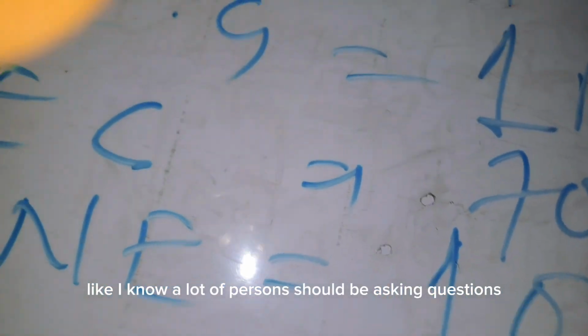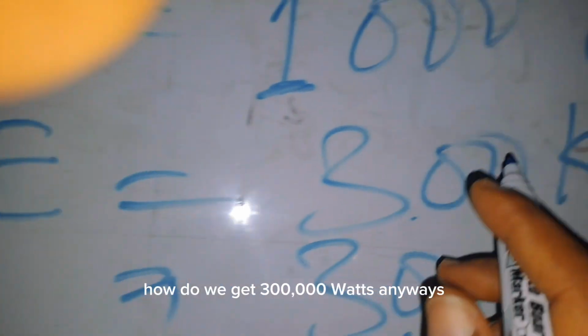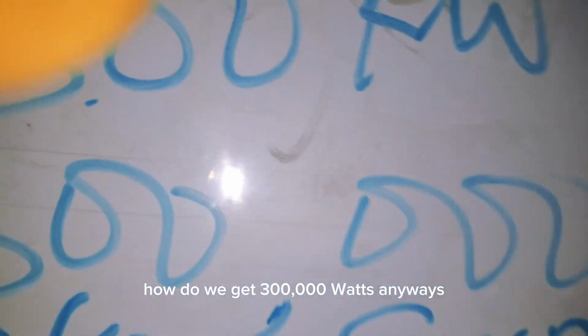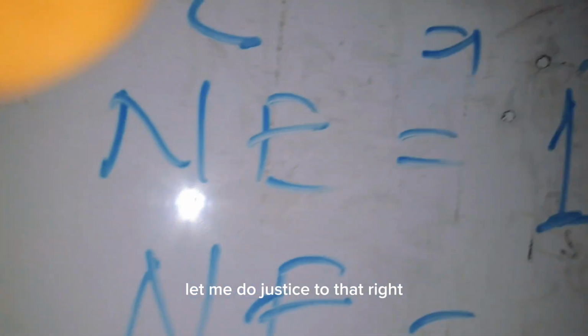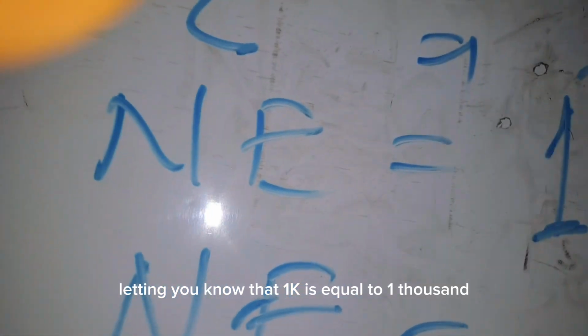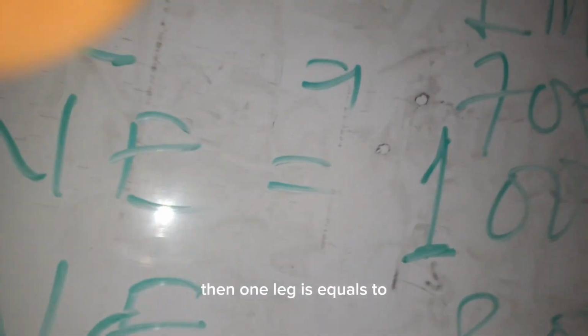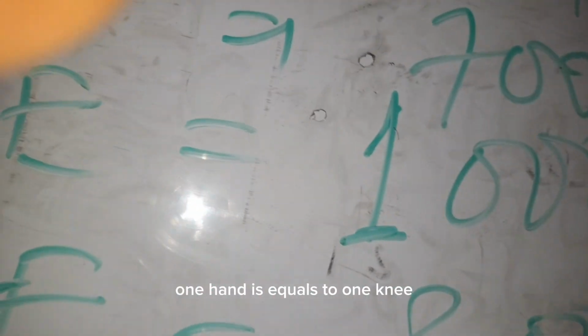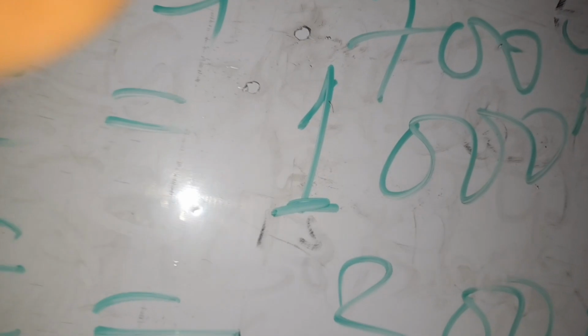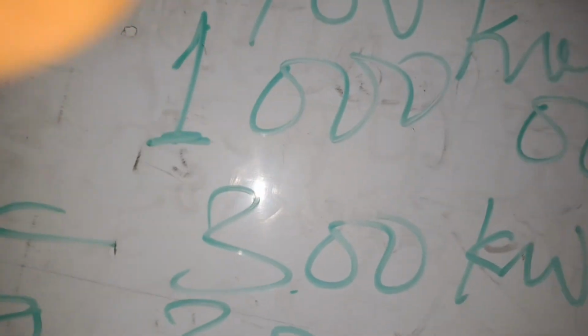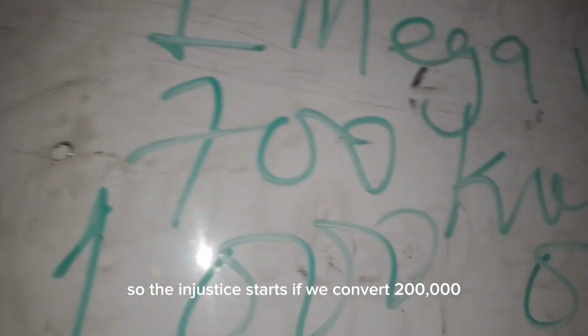I know a lot of persons will be asking questions: how do we get 300,000 watts? Anyway, let me do justice to that by letting you know that 1K is equal to 1,000, and 1 meg is equal to 1 million. So, if we convert 300,000 watts, we have 300 kilowatts.